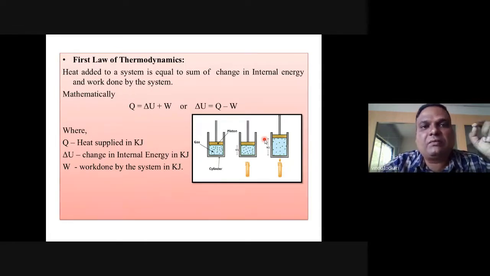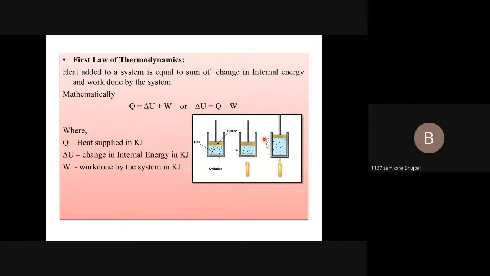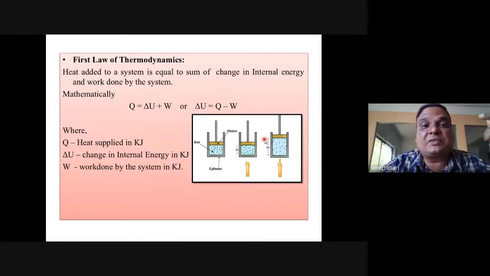Sorry, for a system the work done is minus 30 kilojoules. Work is done on the system. Yes, work is done on the system. Work of amount 30 kilojoules is done on the system.